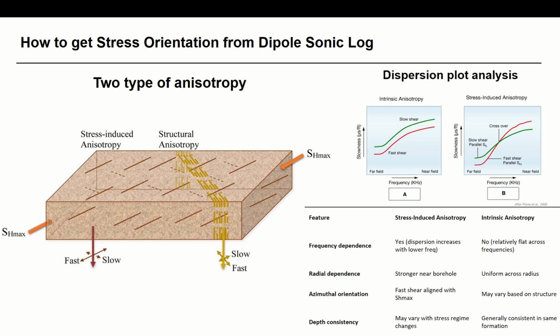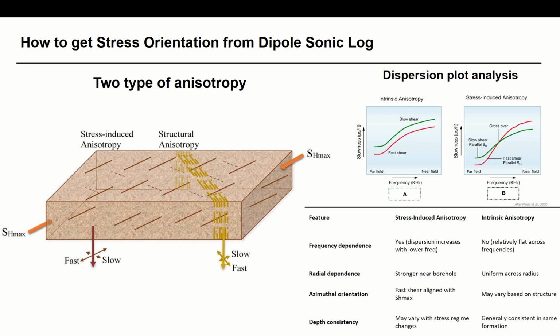So how can we differentiate between those two kinds of anisotropy? By dispersion plot analysis. What does that mean? It means that we will analyze the dispersion of the slowness for the fast and slow shear waves within the two kinds of anisotropy. How can we differentiate between those kinds of anisotropy? Only by dispersion plot analysis.